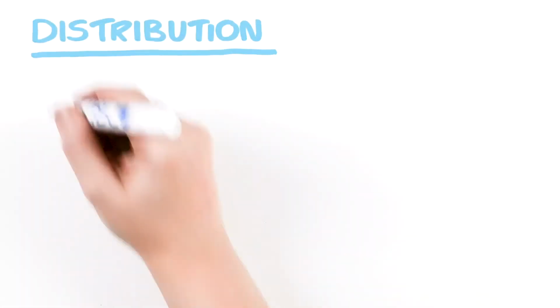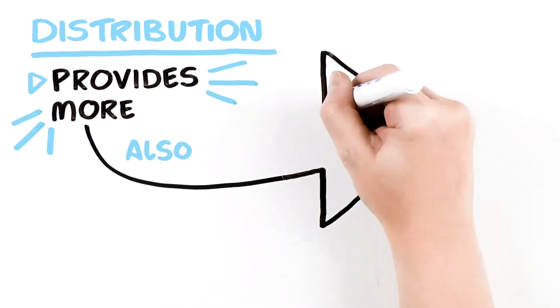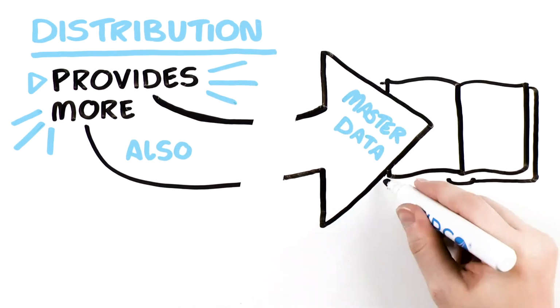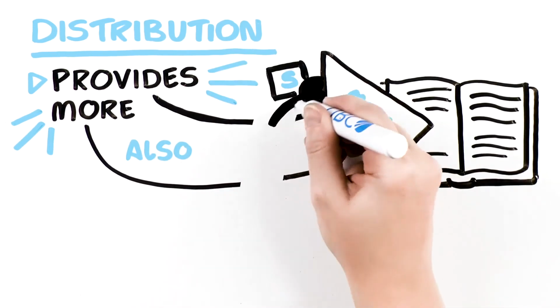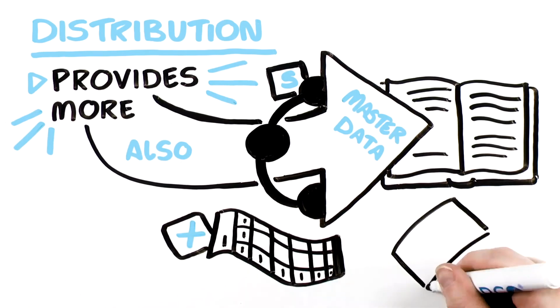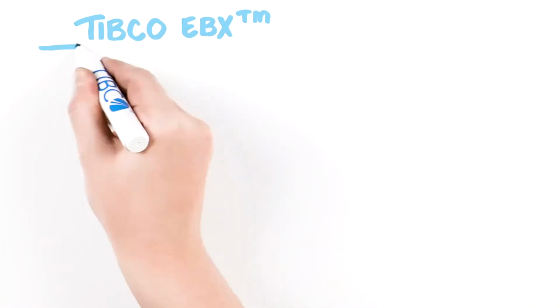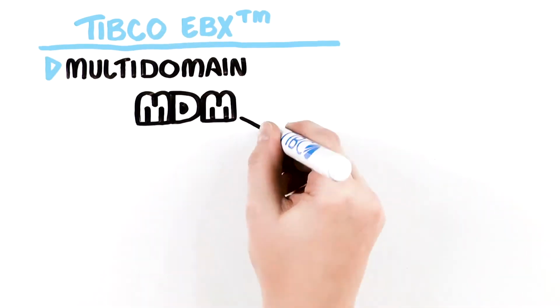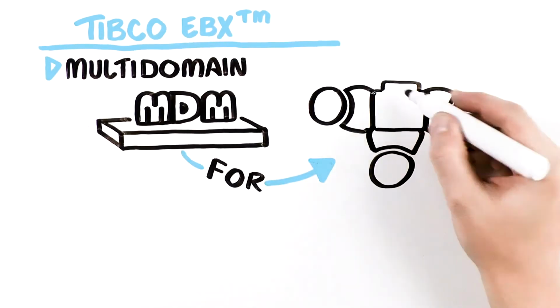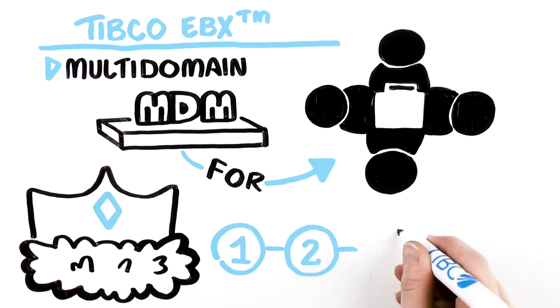Finally, for distribution, it provides more than just data services for systems. It also distributes master data in a human-readable form through portals such as SharePoint and spreadsheets such as Excel, and our native iOS and Android mobile app, EBX Go. To summarize, EBX is a multi-domain MDM platform designed for collaboration among business teams with governance features covering the entire process end-to-end.